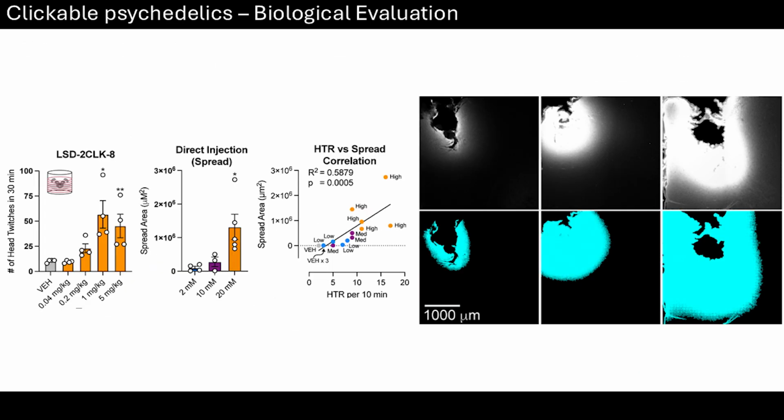To take this a step further and actually track a psychedelic as it moved through the brain, we gave the LSD click to mice and observed the characteristic head twitch that indicates hallucinogenic activity. Then we added a fluorophore, and for the first time, we could visualize where the psychedelic compounds spread in the brain. This gave us a lot of information.